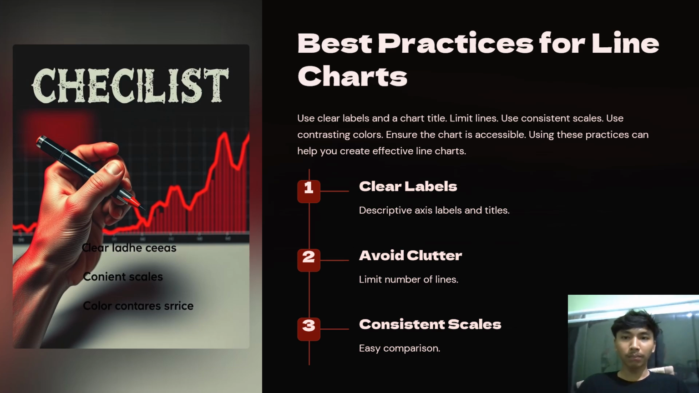There are three best practices for the line chart. The first one is clear labels. It is descriptive axis labels and titles. The second one is avoid clutter. It is limit number of lines. The third is consistent scales. It is easy comparisons.